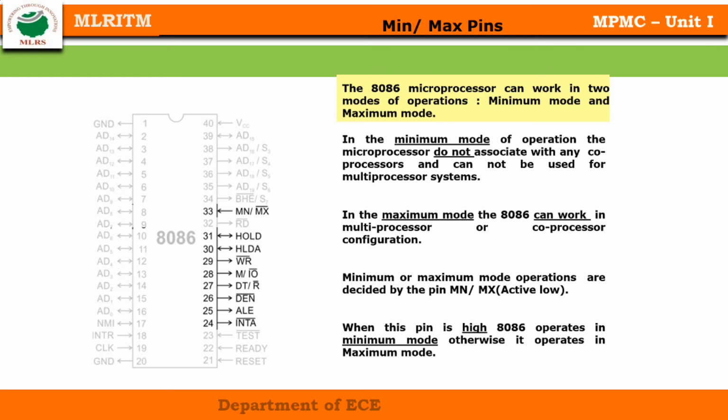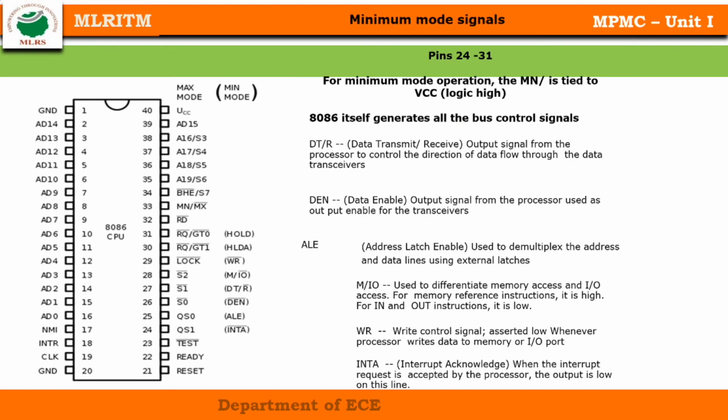maximum mode. When pin number 33 is high, the microprocessor enters minimum mode, and these pins are activated in place of these pins. First pin is pin number 27, DT/R, data transmit and receive.